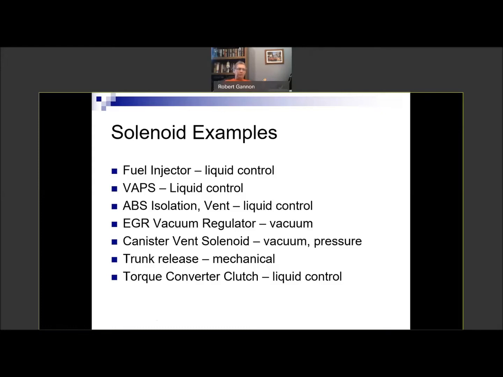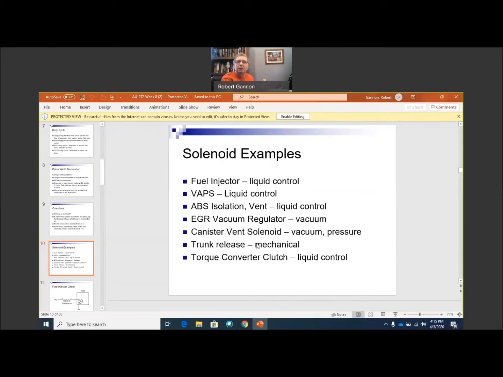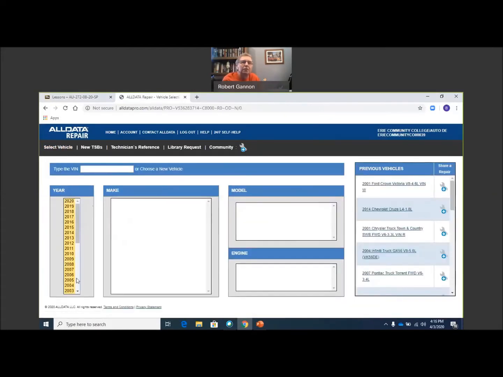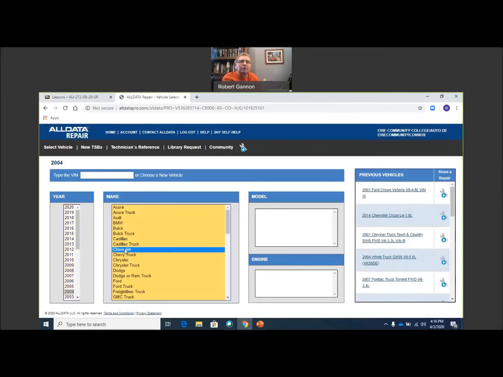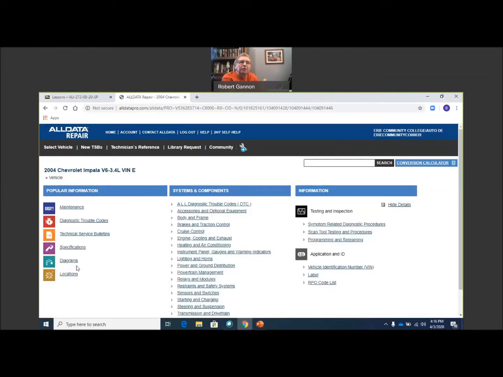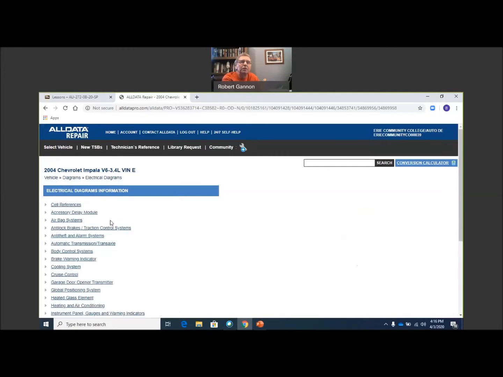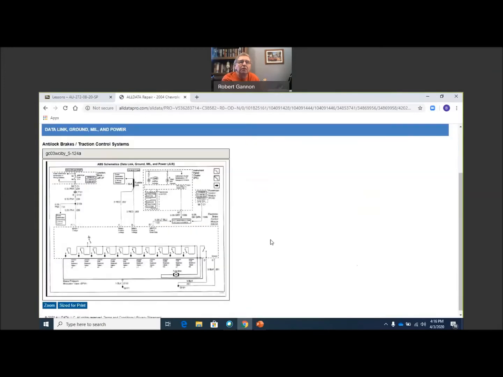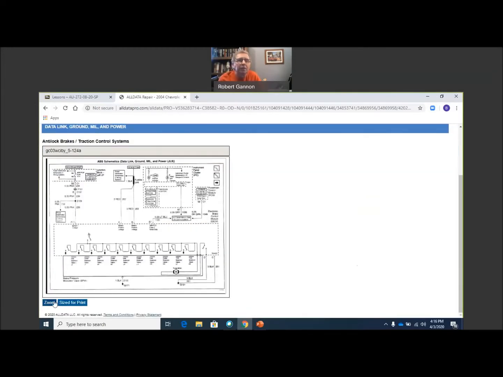So they're used all over the car in all different systems. Let's take a look at ABS, for example. We'll go to this power that I like to use a lot. Give me a minute here. Let me find it, I've got all that up here somewhere. So we'll select that 2004 Chevy that we use a lot. I use that just because we have that vehicle out there. So if we look at electrical diagrams and interlock brakes, traction control, see what we can find here. It's a little difficult for me to see this from as far away as I am.